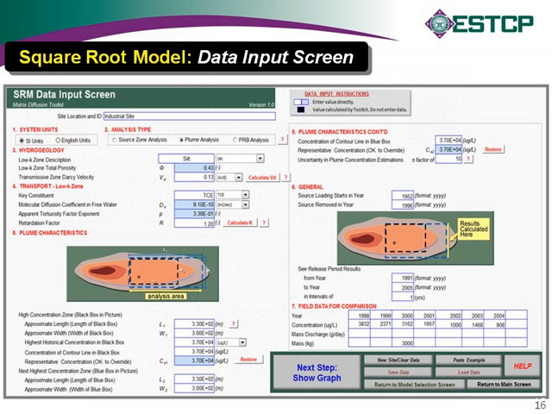Let's go now and see what this thing really looks like. On this screen right here, we're going back to the square root model. Here's this data input screen, and this is what you have to fill in if you want to use it. We break it up into these seven different categories: what units you are going to use, metric or English, hydrogeology, transport, plume characteristics, general characteristics, and then field data if you want to compare your information against.